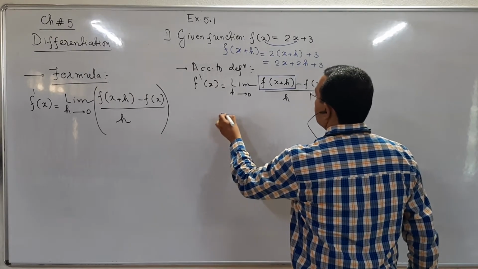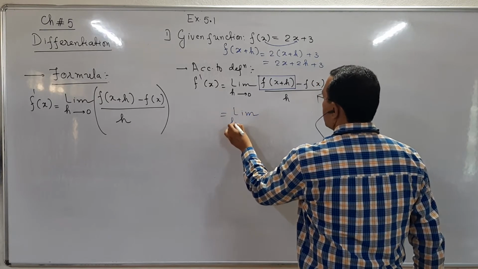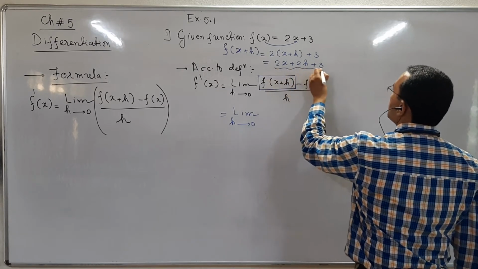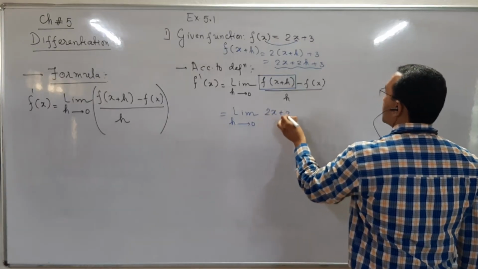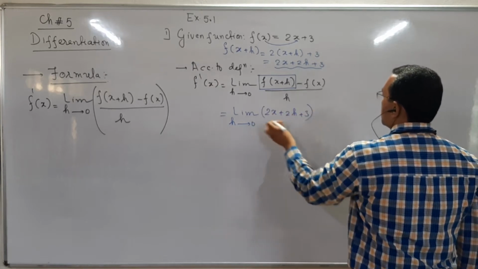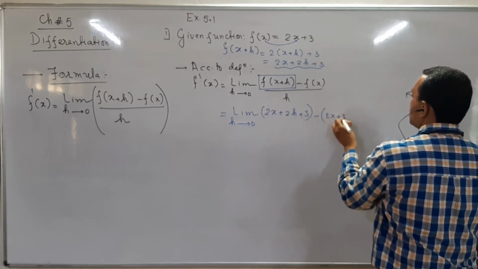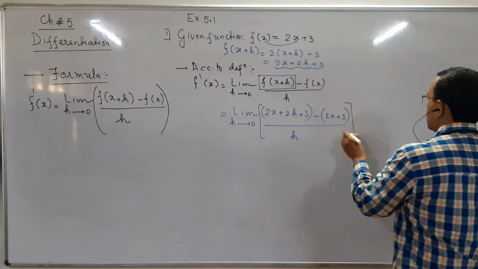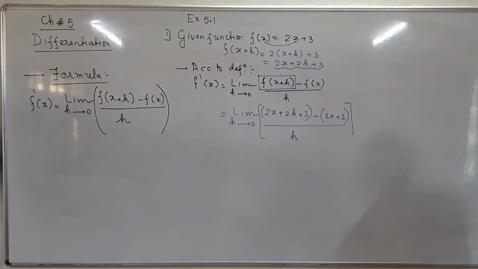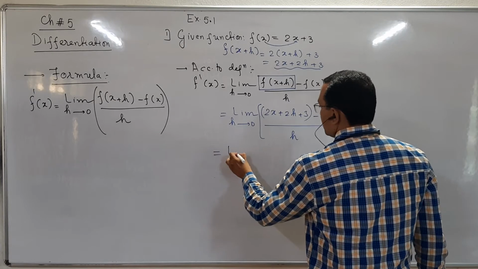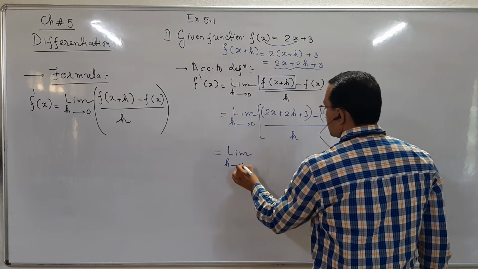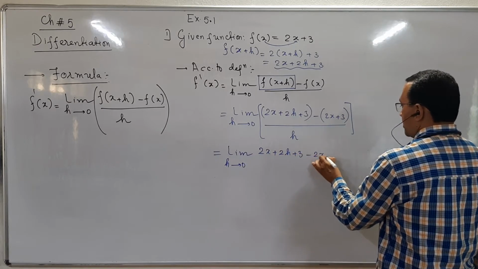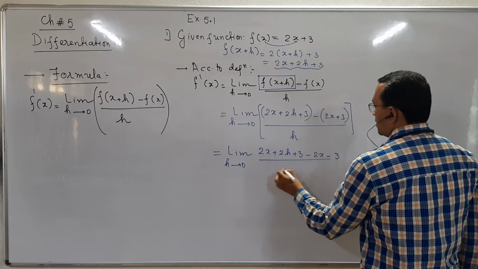So, this becomes limit h tends to 0. Now, what is f of x plus h? It is this. Don't wonder how we have written 2x plus 2h plus 3. What is f of x? 2x plus 3, and divided by h as it is. Okay. Now, open up the brackets. So, limit h tends to 0, 2x plus 2h plus 3 minus 2x minus 3 upon h.